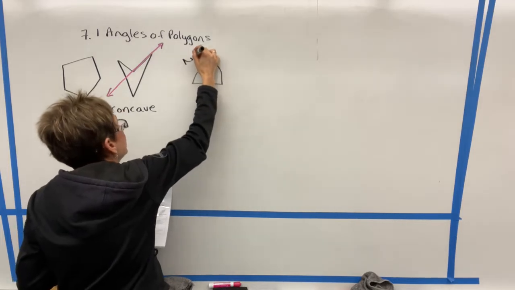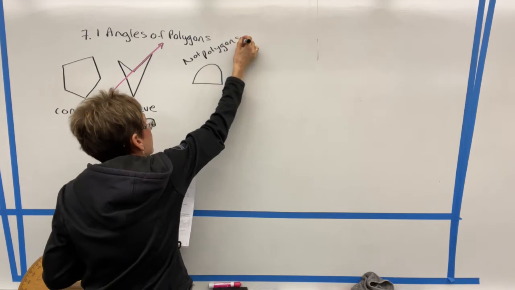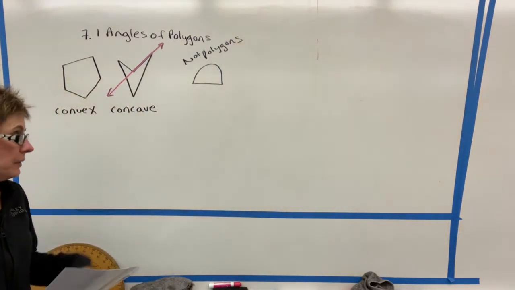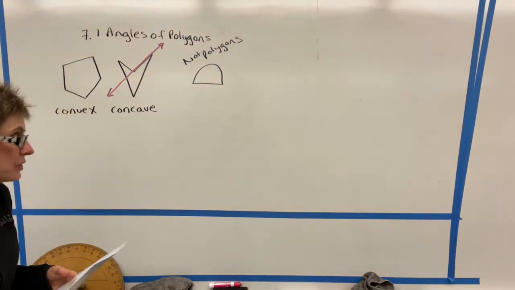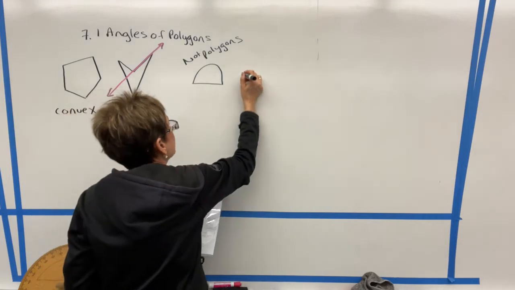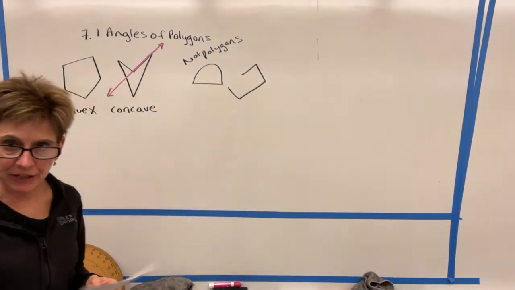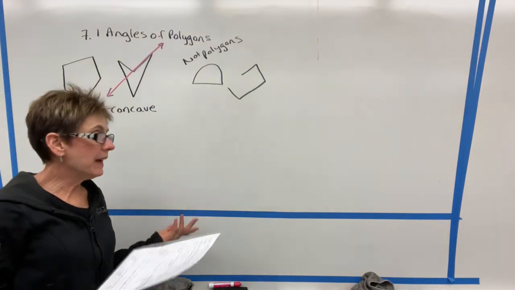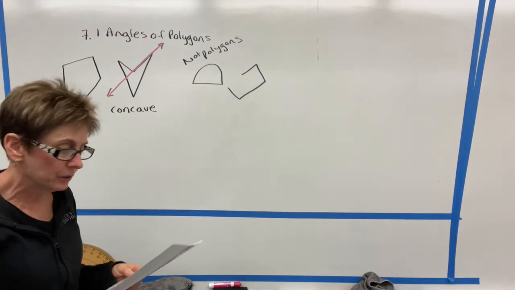Now, I'm wondering if you can think about why this would not be a polygon. So we're going to write here, not polygons. Why would that shape not be a polygon? This shape would not be a polygon because it's curved. It's not just made out of straight edges. Okay, let's look at this shape here. Why would that shape not be a polygon? In that case, it wouldn't be a polygon just because it's open. A polygon needs to be closed.